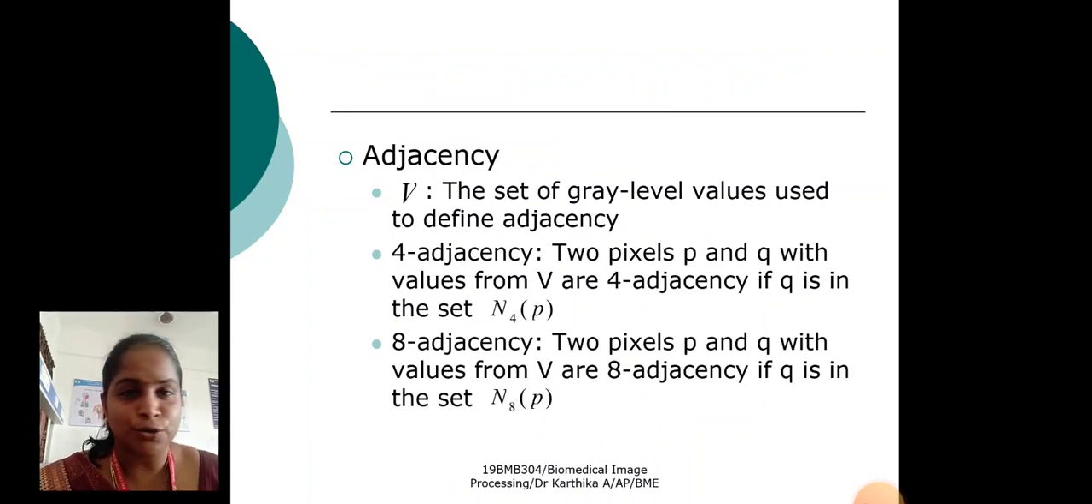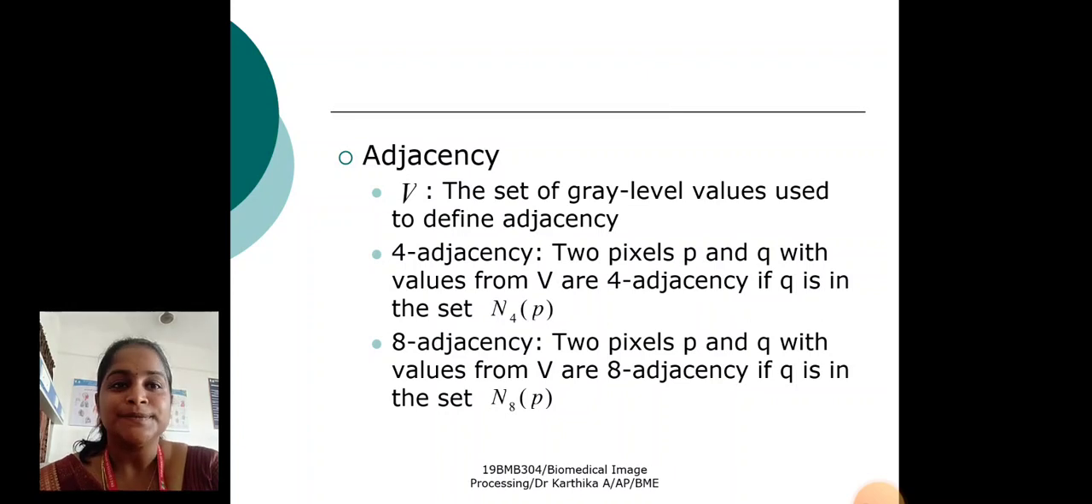In the basic relationships between pixels, we mainly concentrate on adjacency. Here V denotes the set of gray level values used to define adjacency. Here we have 4 adjacency and 8 adjacency. In 4 adjacency, 2 pixels P and Q with values from V are 4 adjacent if Q is in the set N4 of P. In 8 adjacency, 2 pixels P and Q with values from V are 8 adjacent if Q is in the set N8 of P.